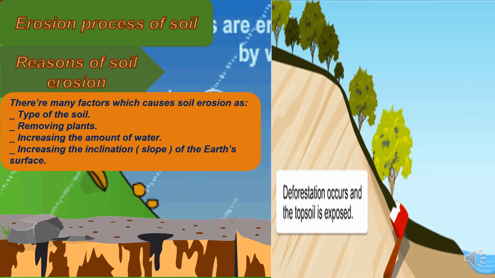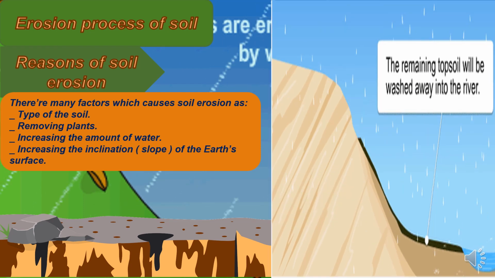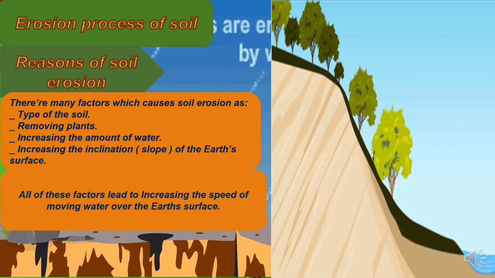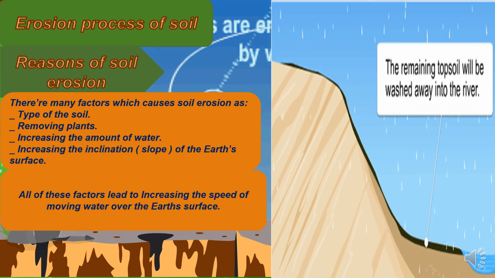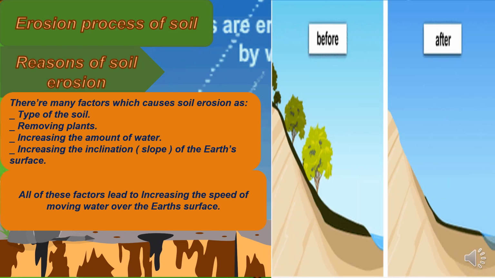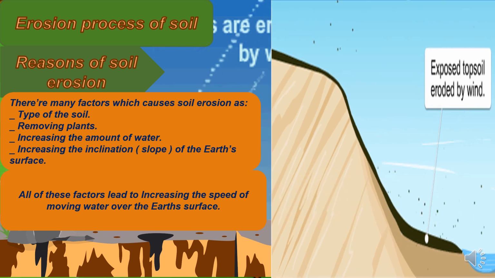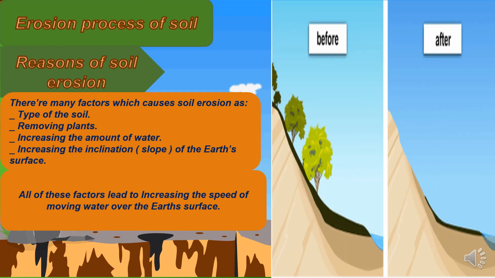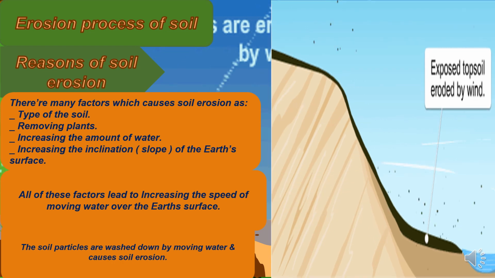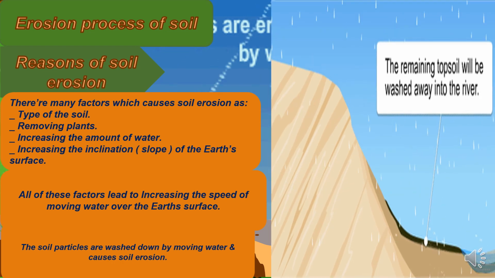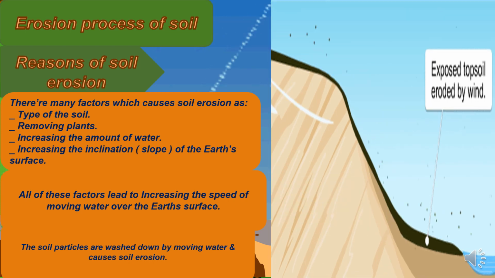I'm going to find that the type of soil is a big reason for soil erosion. And number two, removing plants may be considered a big reason for soil erosion, and also increasing the amount of water and increasing the inclination or slope of the earth, like you see in front of you in this picture, it's called the earth's inclination or slope of the earth. Okay. All of these factors, primary 6, may lead to increasing the speed of moving water all over the Earth's surface, and so the soil particles are washed away by moving water down, which causes soil erosion.